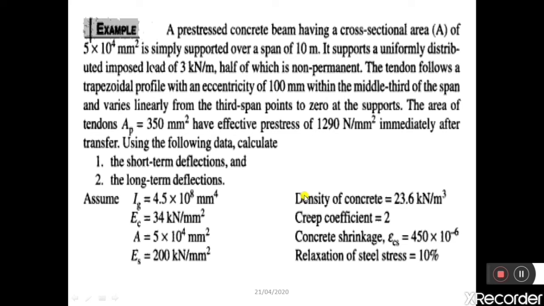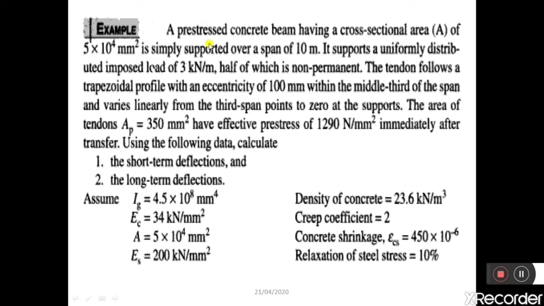I think you remember what I said in the previous session. In the previous session, I said that long-term deflection can be calculated in two ways. So we have two equations to calculate the long-term deflection. The first formula can be used when these values are given, that is when we find out the losses due to different parameters: due to creep, due to shrinkage, and due to relaxation of steel. Then we are going to use the first formula. So in this problem, let us use that first formula.